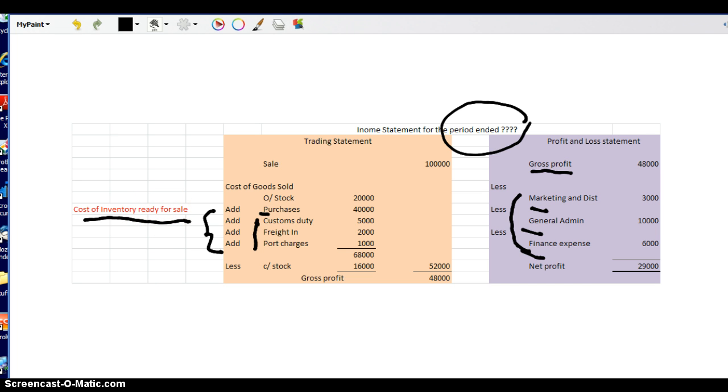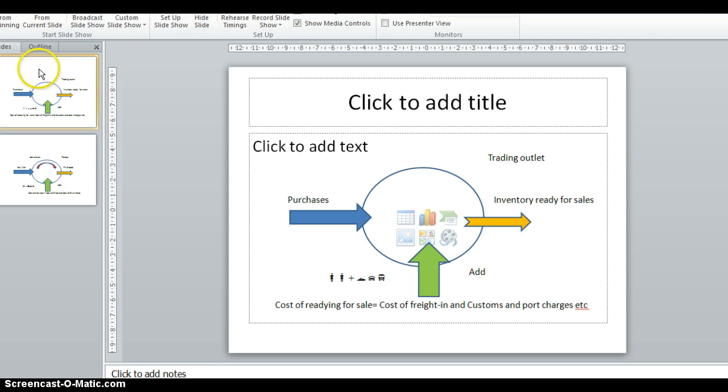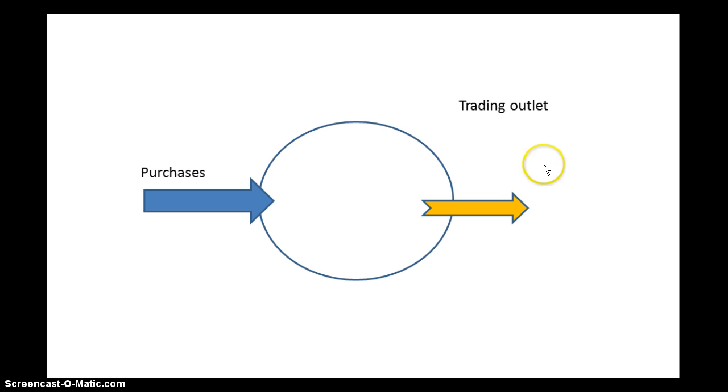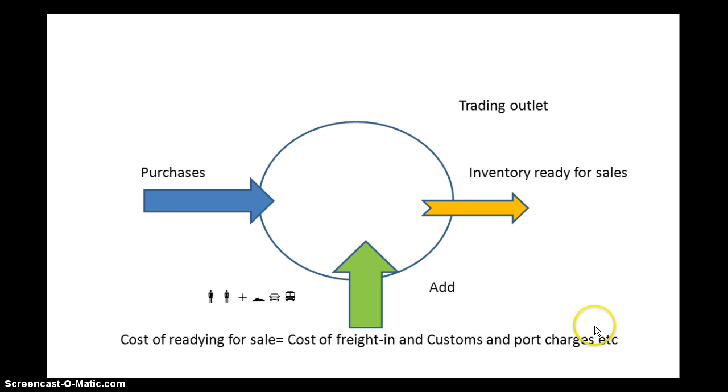From a PowerPoint perspective, I'll put it on a PowerPoint. If it's a trading outlet, you have this outlet in a circle, and you make purchases wherever it is. These purchases are converted into inventory that is ready for sale, and that can happen only by the addition of costs, by adding some customs duty, maybe freight, port charges, plus the freight component. This is how it adds up to make an item ready for sale.